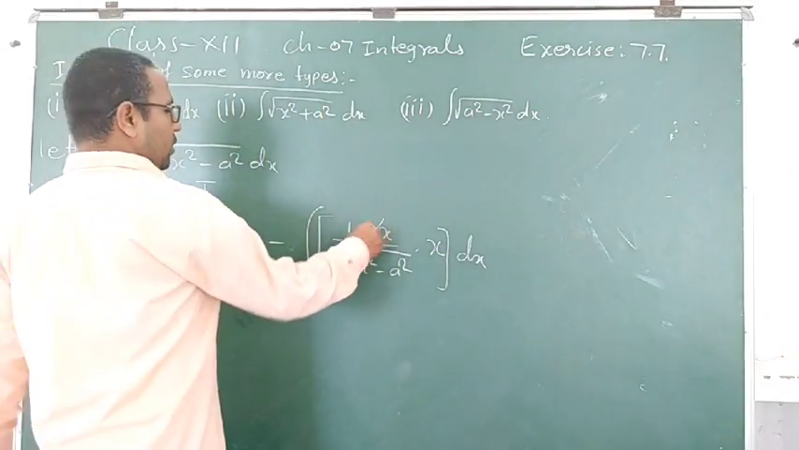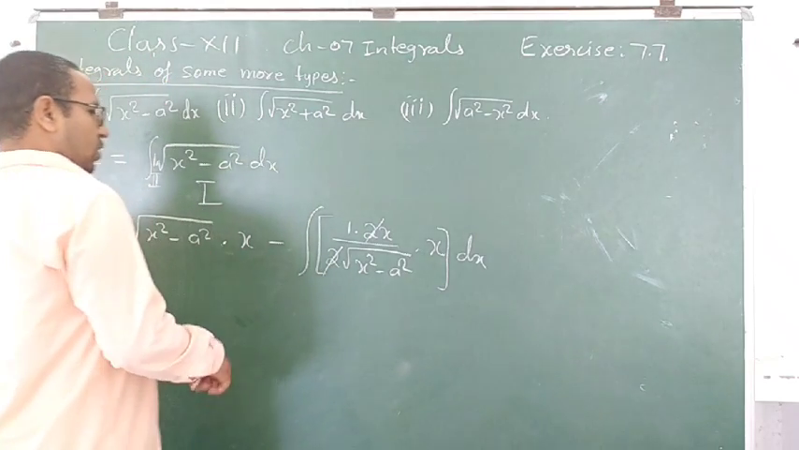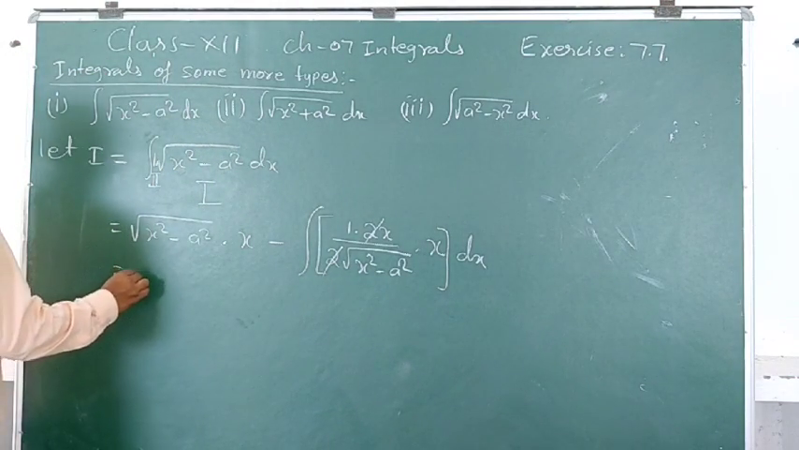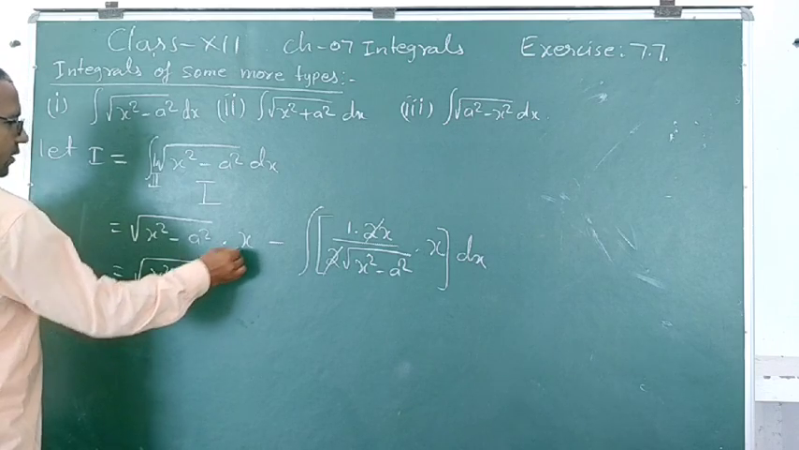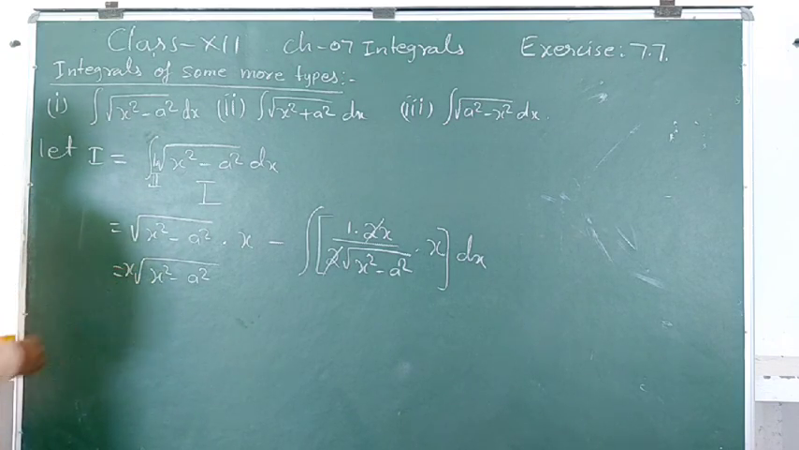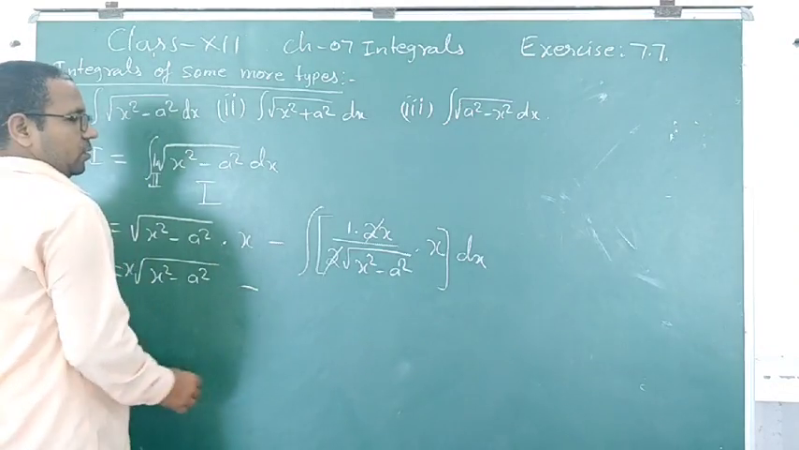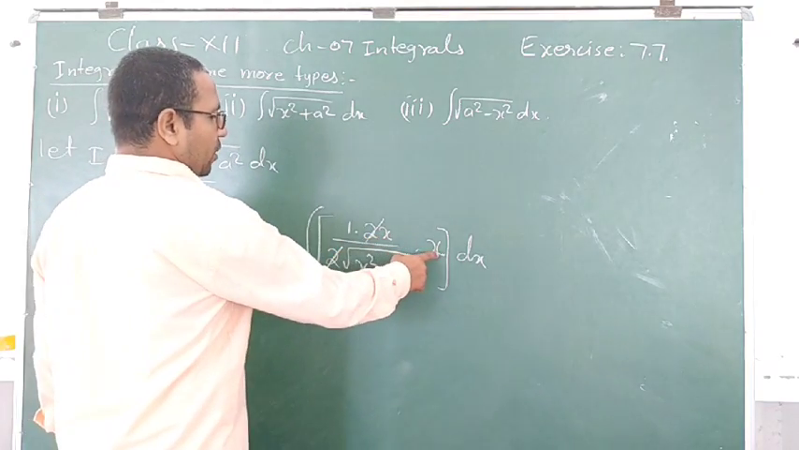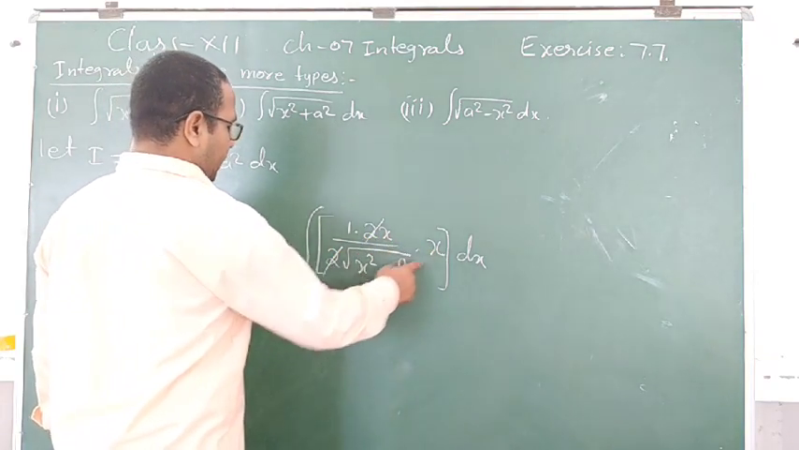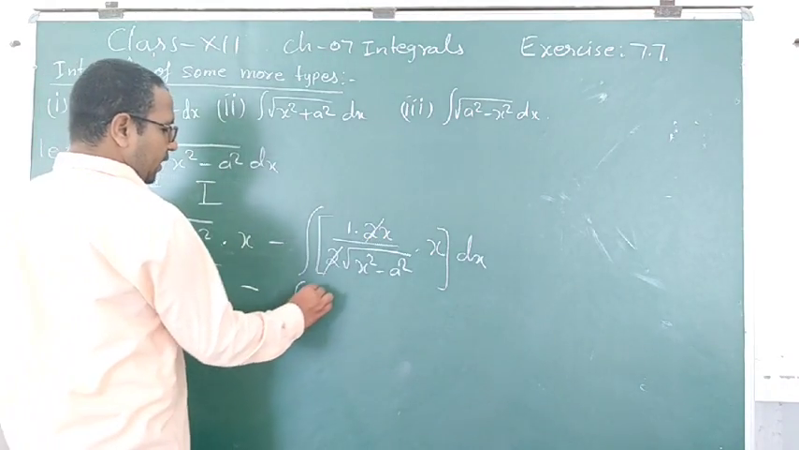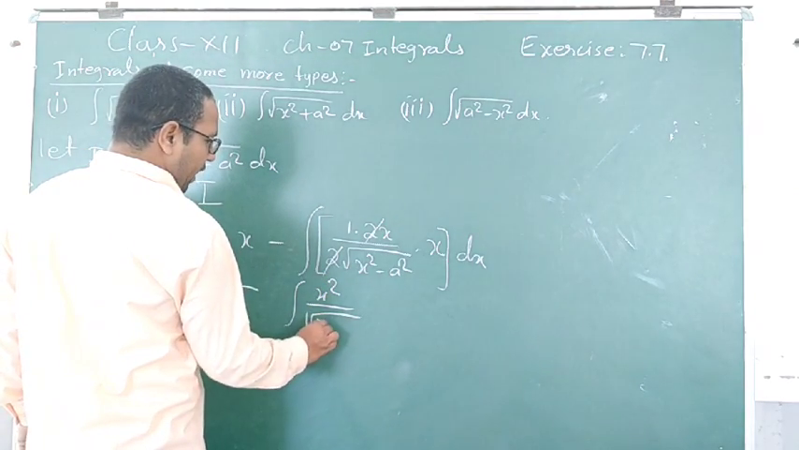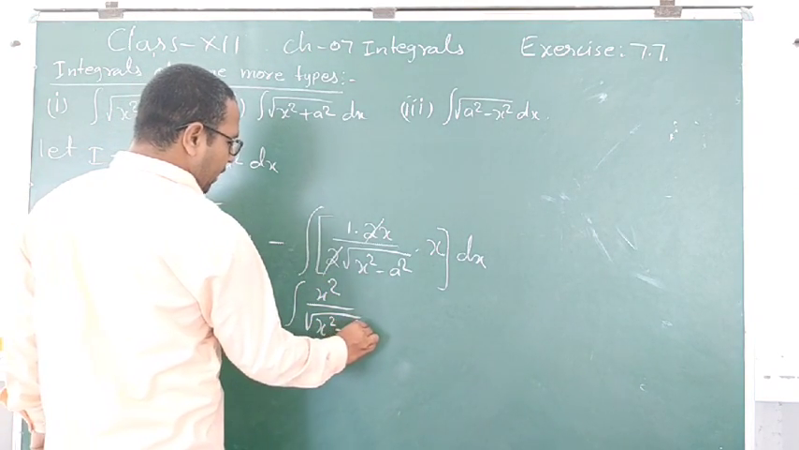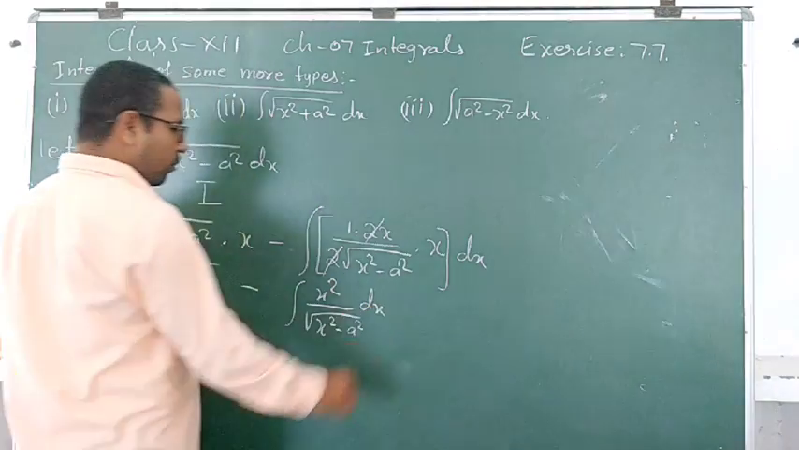Now these two and these two can be cancelled. So how much do you get here? That is root x square minus a square. This x we will write at this side. So minus, these two and these two are cancelled. How much are we getting here? x into x, that is x square. So minus integral x square upon root x square minus a square dx. We have got this one.